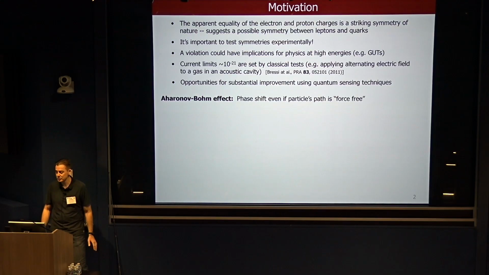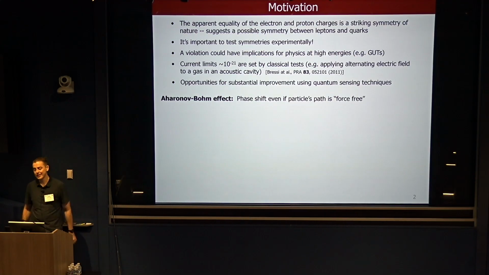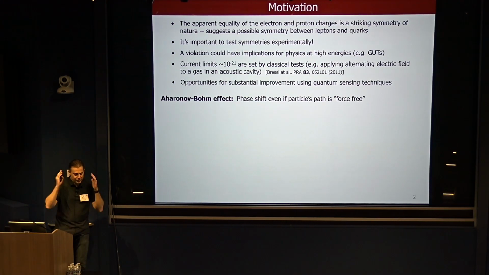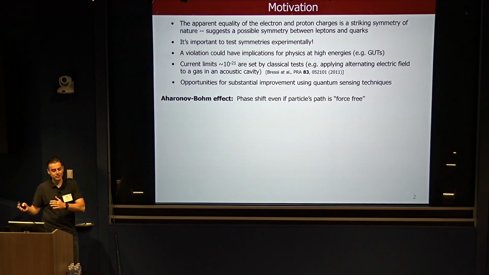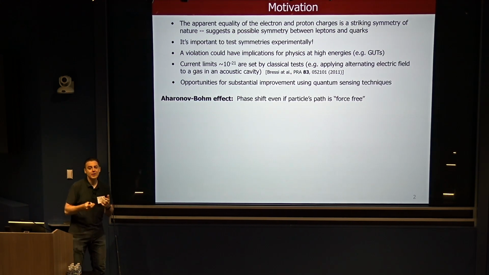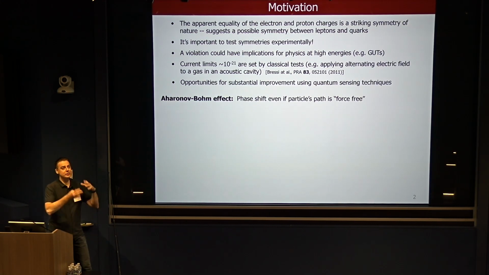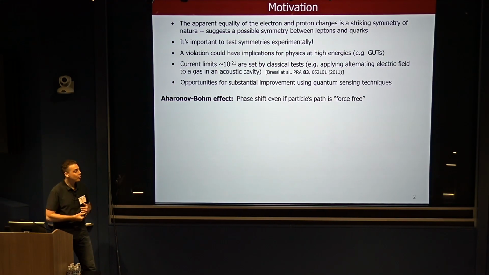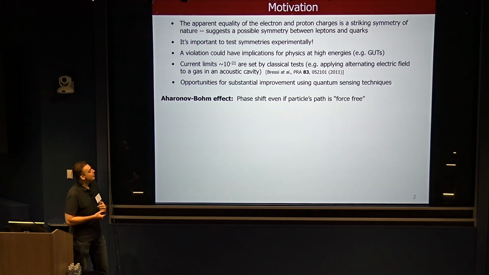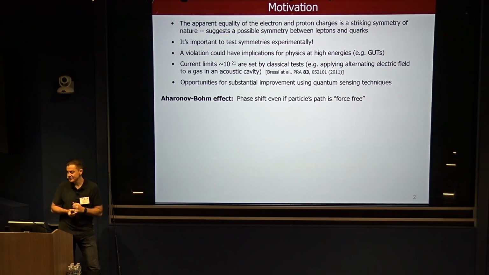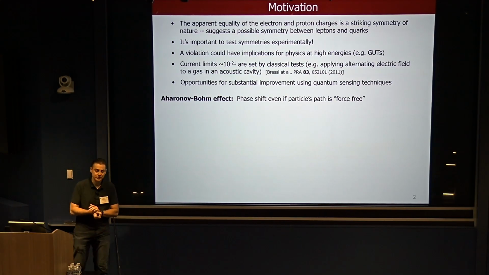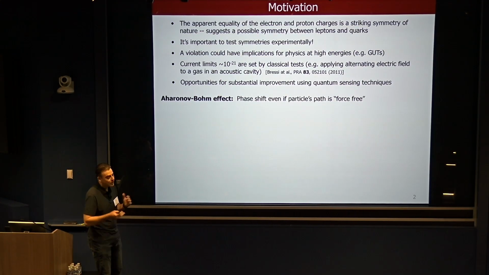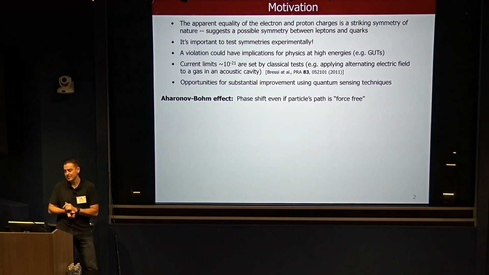I don't want to spend too much time on this. I've got way too much I want to tell you, but if you think about the fact that protons and electrons seem to have equal and opposite charge, it's surprising in some sense. The proton is a composite particle made up of quarks. Electrons are point-like leptons, and yet their charges seem to be equal and opposite. And so that suggests a striking symmetry in nature between, let's say, quarks and leptons.